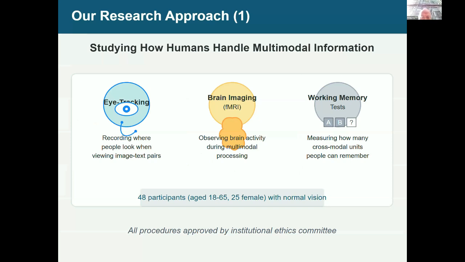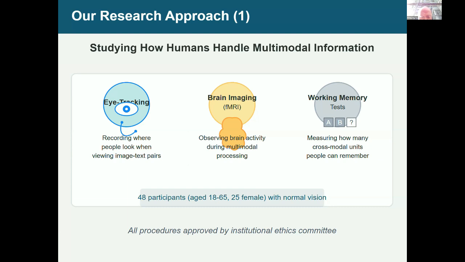So let's explain our research approach. To better understand this difference and develop improved approaches, we conducted several human studies. We used eye tracking to see where people look when viewing image text pairs.